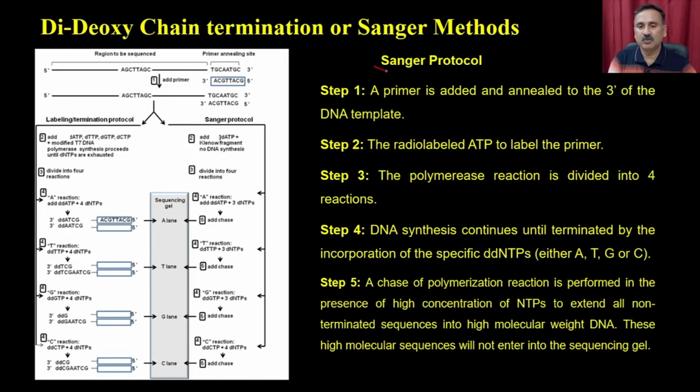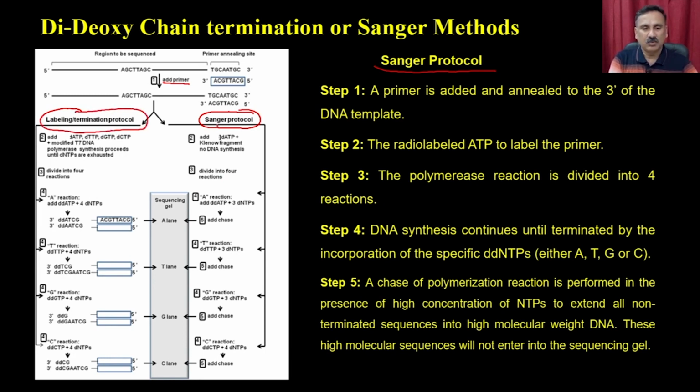In the Sanger's protocol, what you are going to do is first take the DNA sequence, and you are going to have the terminal sequence. Okay, so then you add the primers. When you add the primer, you are going to have two options: either you go with the Sanger's protocol or you go with the labeling as well as the termination protocol.